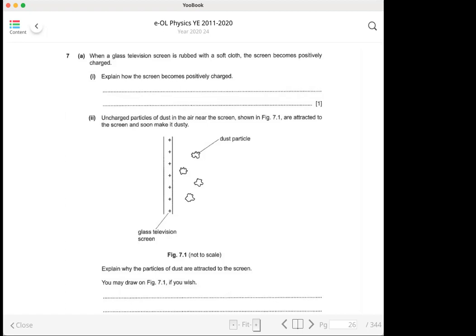Chelsea, you need to explain clearly why it becomes positively charged. So what happened? Anything moved from where to where? Okay, Chelsea, try again. How about the rest of you? Ethan, Oscar. Okay, Ethan, well done.